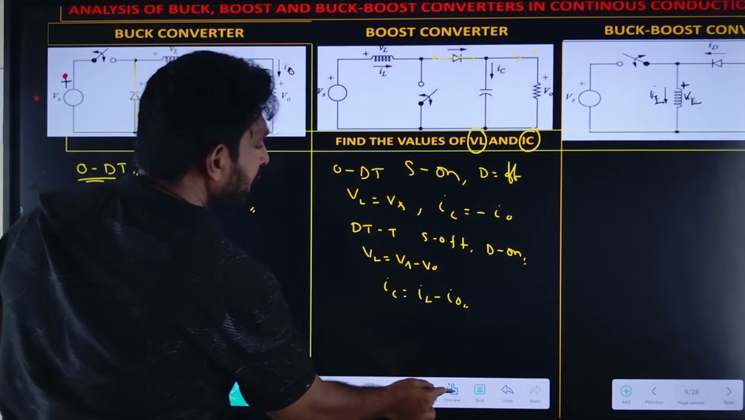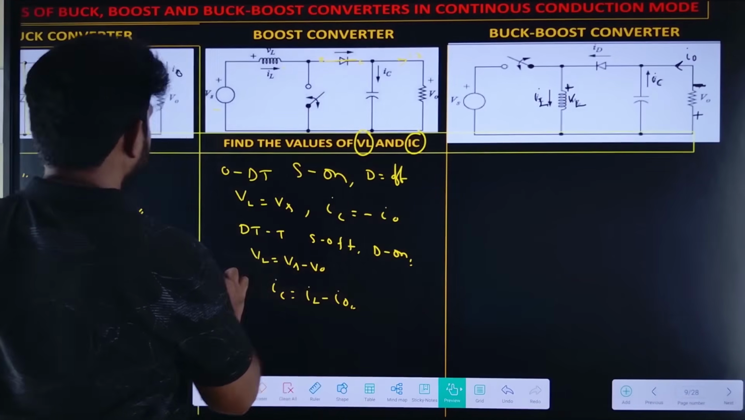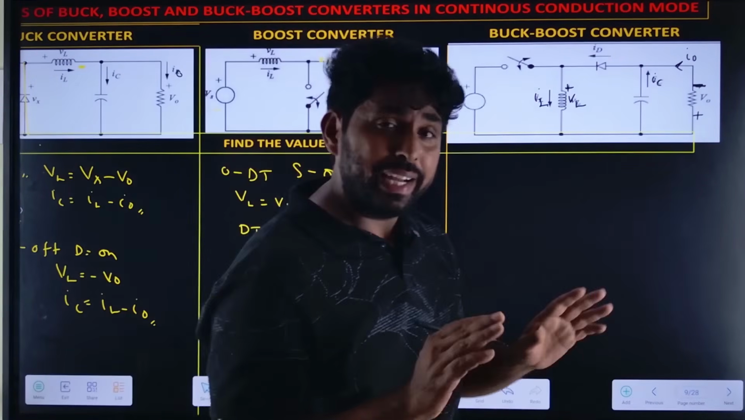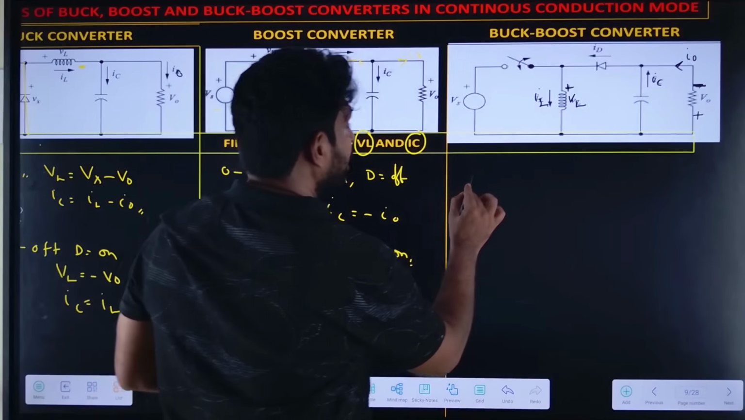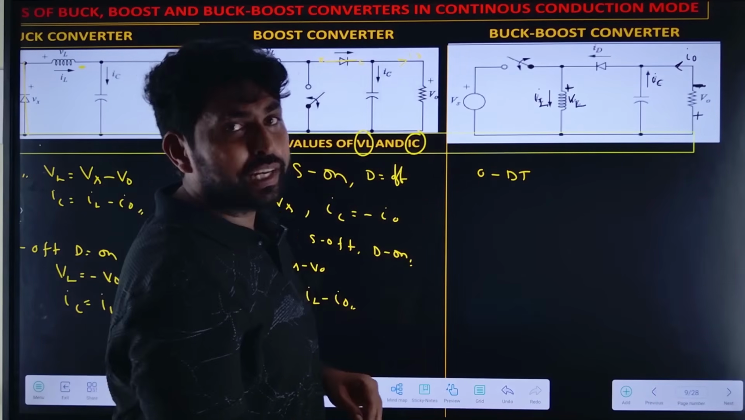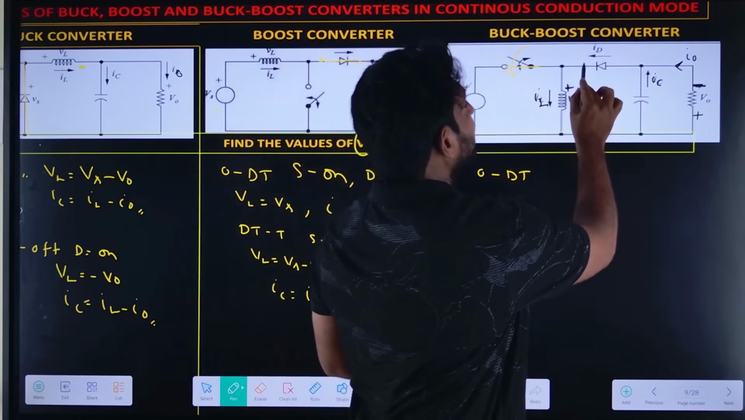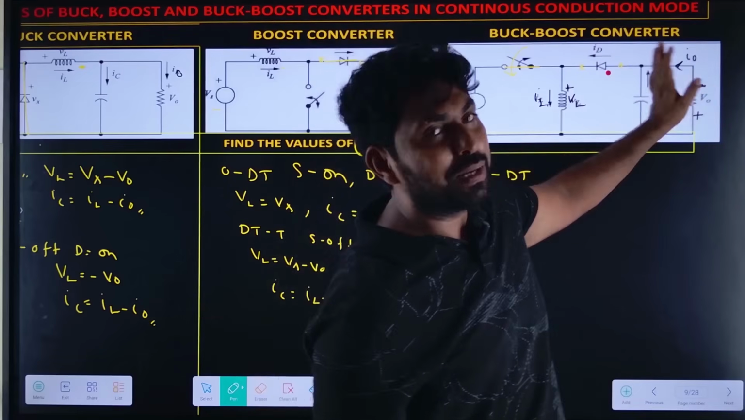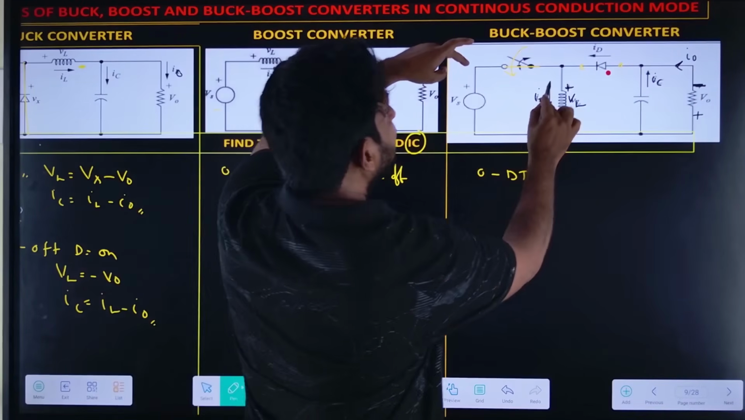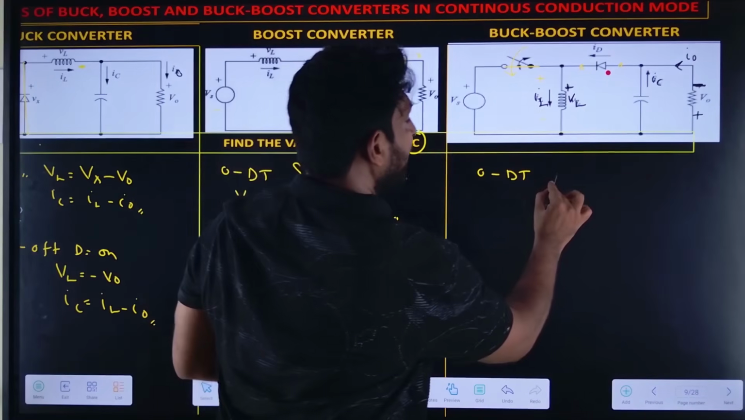Similarly, let us find for the buck boost converter. How can we find it? Here, again, the same principle. Let us take the 0 to dt period. What happens? The switch S is in closed condition and the diode is in open condition. So the circuit is completely isolated. Now here the inductor voltage is the source voltage. VL equal to Vs.